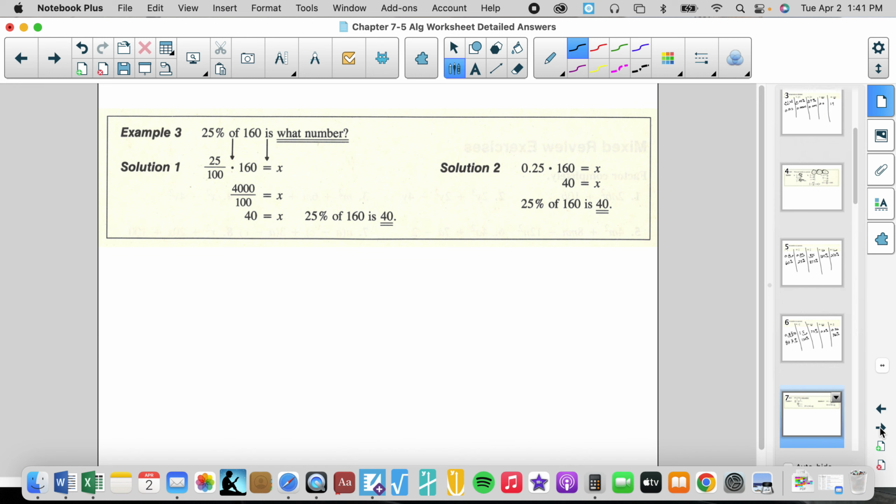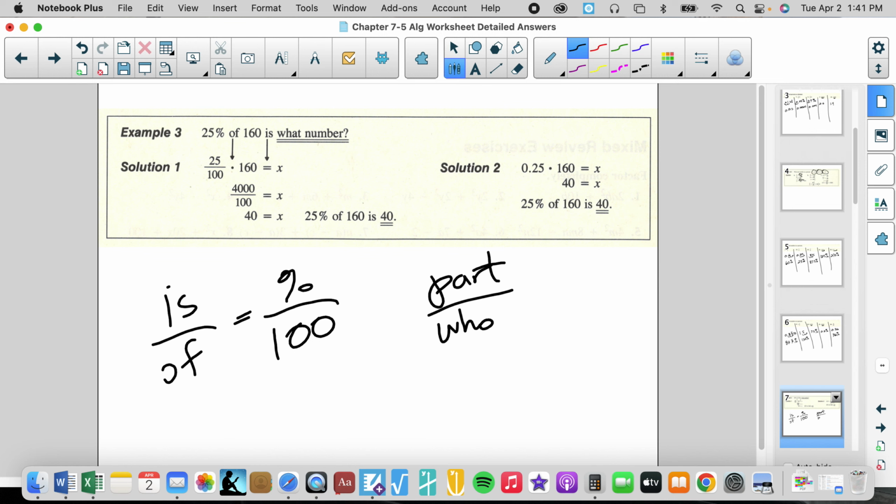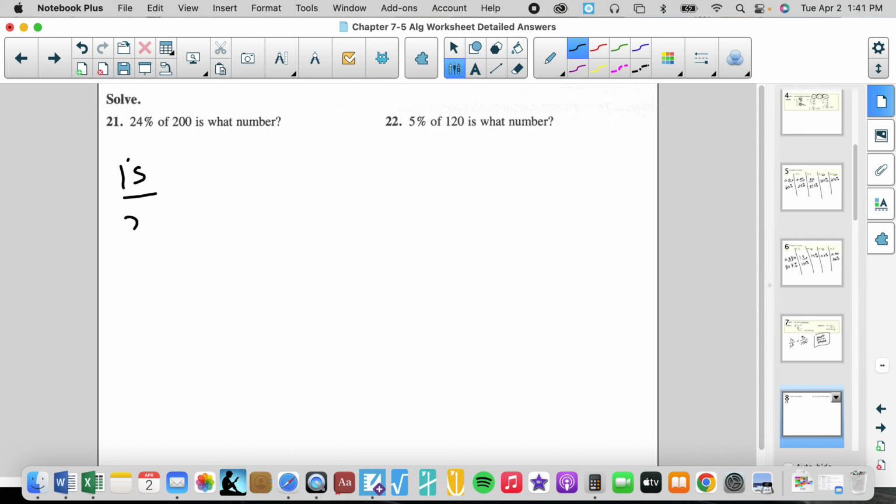So in these problems, we're going to have percentage of something. A percent of something is what number, or what number is blah, blah. So I teach my students is over of equals percent over 100. And this fraction, we have 2 fractions, is always going to be in the part over whole concept. Is the part, of is the whole. Percent is the part, 100 is the whole. So we're always going to fill in that is over of equals percent over 100.